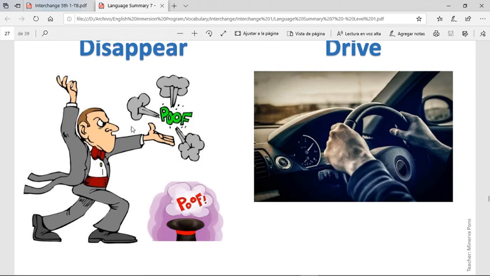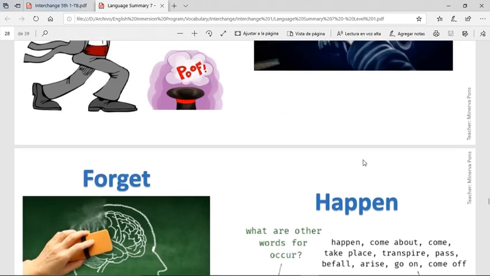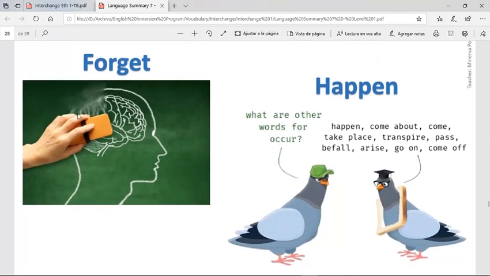Disappear, you can see it and now you don't. It disappeared. Drive is when you take a car and you go with it, or any other type of automobile. To forget is when you cannot remember something.